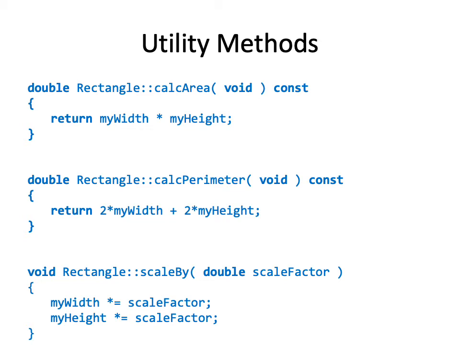And then scale by. So the scale by method in the rectangle class returns void because there's nothing to return. It's just changing it. And then it takes in this scale factor. So 2 if you want to double the rectangle's height and width, 0.5 if you want to scale it by a factor of half to shrink it. What it does is it takes my width, multiplies it by scale factor, and sets it equal to itself. So my width times equals scale factor, again, is just my width equals my width times scale factor. My height equals my height times scale factor. So you're scaling the width and the height of that rectangle by that factor.